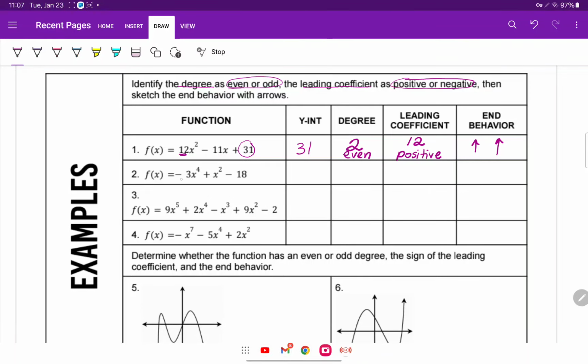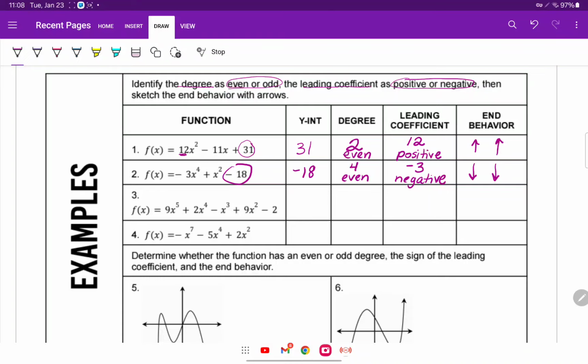On the next one, again, it's in order. The y-intercept would be -18. The degree would be 4, which again is even. The leading coefficient is -3, which means we're dealing with a negative leading coefficient. And remember, if it's even, they point the same direction. If they're positive, they both point up. If they're negative, they both point down. So this one would be fall, fall.